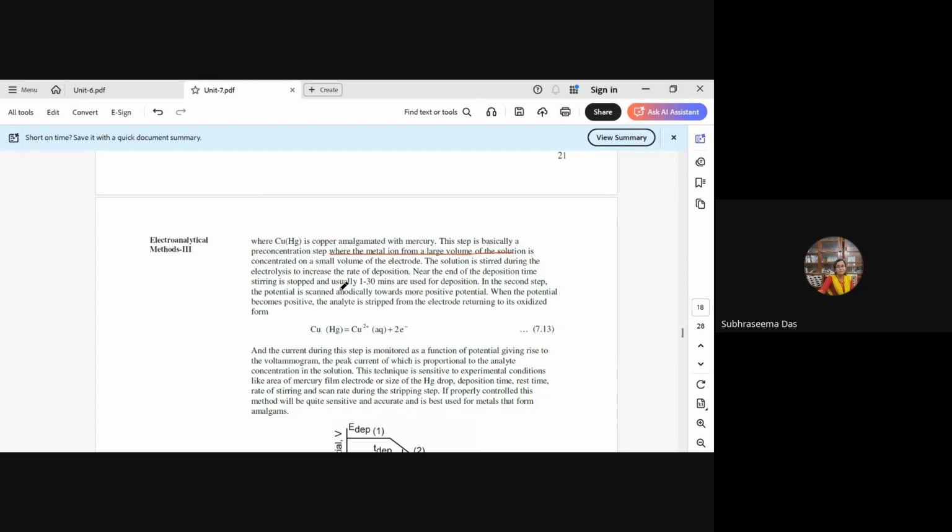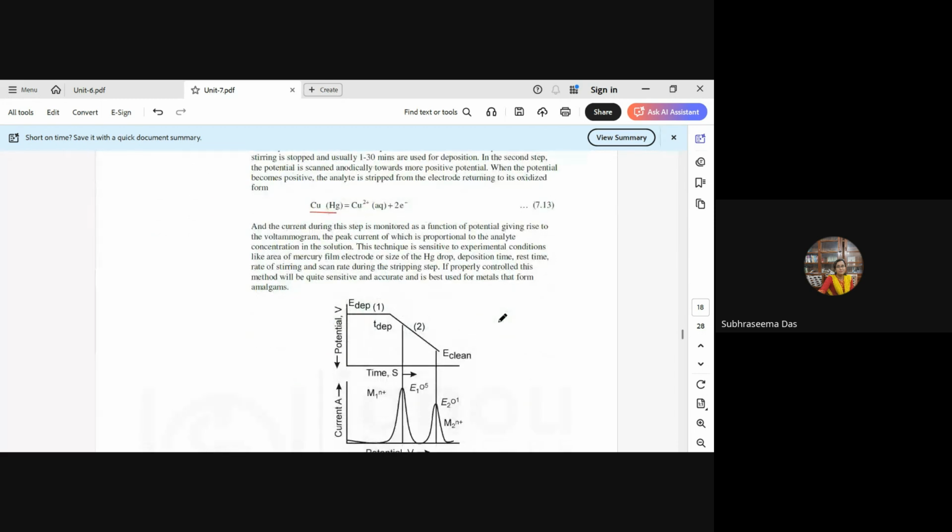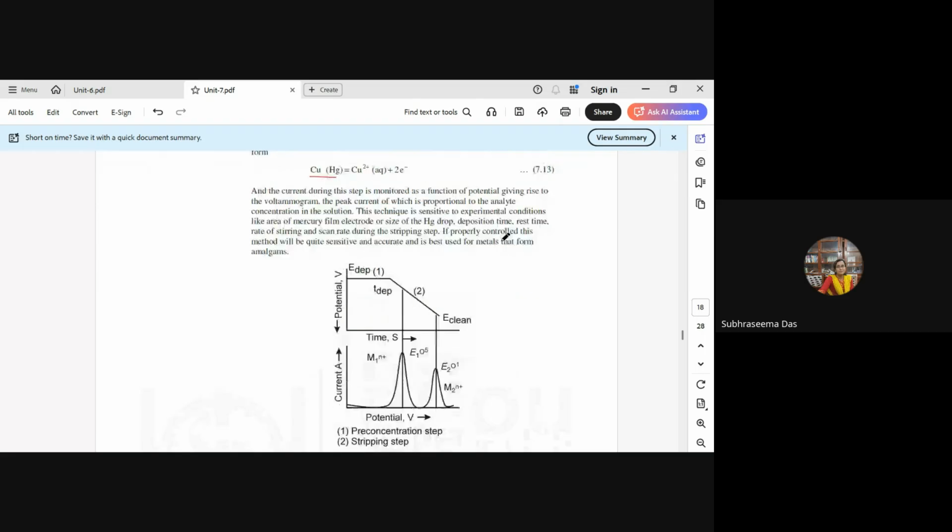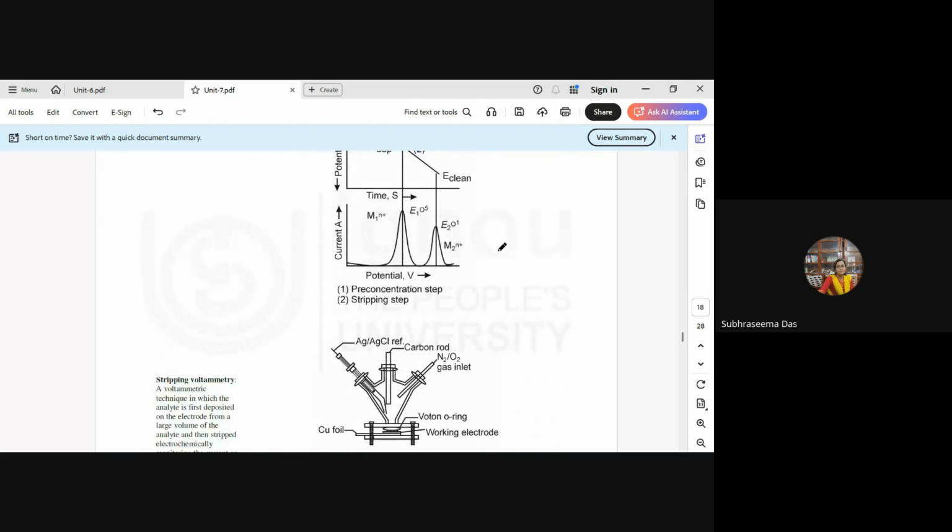When the potential becomes positive, the analyte is stripped from the electrode, which returns to its oxidized form, that is Cu amalgam becomes Cu2+, and the current at this step is monitored as a function of potential, giving rise to the voltammogram. The peak of the current is proportional to the analyte concentration in the solution. This technique is very sensitive to experimental conditions.